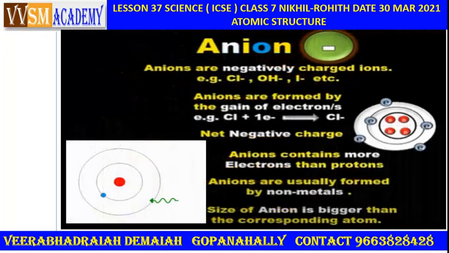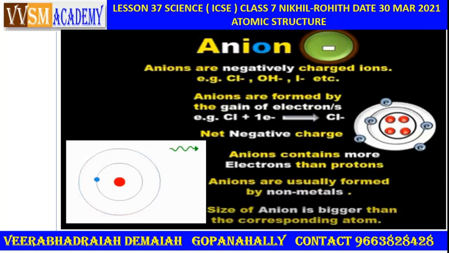Anion. What is an ion? There are two types of ions, I told you. Cation we have discussed. Now anion. Anion is a negative ion. Negative ions are anions, charged ions. Examples: chloride Cl minus, OH minus, I minus, SO4 2 minus sulfate ions, then carbonate ions, bicarbonate ions. All these things are anions because they are formed by the gain of electrons.